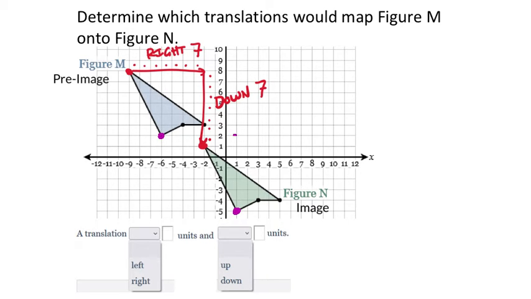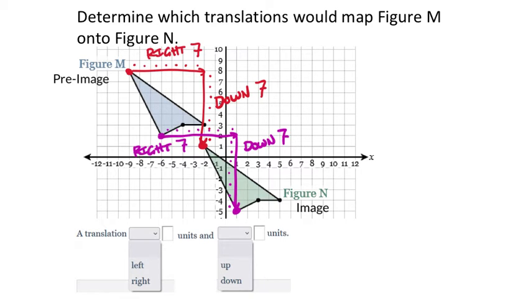So what has happened here? Well, I can see it's been moved to the right again. And you could even count boxes if you wanted to at this point. 1, 2, 3, 4, 5, 6, 7 boxes. So it did move to the right 7. And then I can see it move down as well. How far? 1, 2, 3, 4, 5, 6, 7. 7 boxes. So it's the same movement for both of these points, which tells us that we should be good.